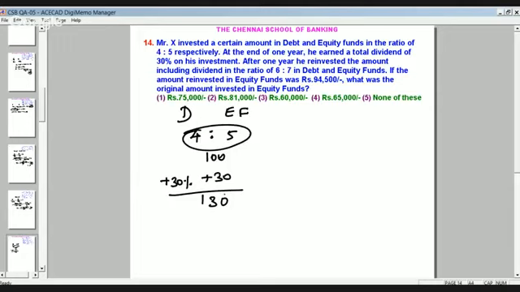ஆஃப்டர் 1 இயர் இ ரீஇன்வெஸ்டட் அமௌண்ட் இன்க்ளூடிங் டிவிடெண்ட் இந்த ரேஷியோ 6:7. அந்த 130%, 130 பார்ட்டு 6 பார்ட்டு டெப்ட்லேயும் 7 பார்ட்டு ஈக்விட்டி ஃபண்ட்லேயும் இன்வெஸ்ட் பண்ணுறார், ரீஇன்வெஸ்ட். ஸோ ஈக்விட்டி ஃபண்டில் இன்வெஸ்ட் பண்ண 7 பார்ட்டு தான் 94,500.